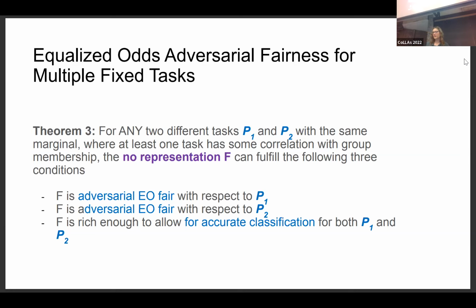I think this depends on how dissimilar the tasks are. So if you have tasks that only differ by epsilon in some measure, then you could come up with a representation that is fair with respect to both. But in general, if epsilon is small enough and the tasks are different enough, then one can come up with a quantitative statement.